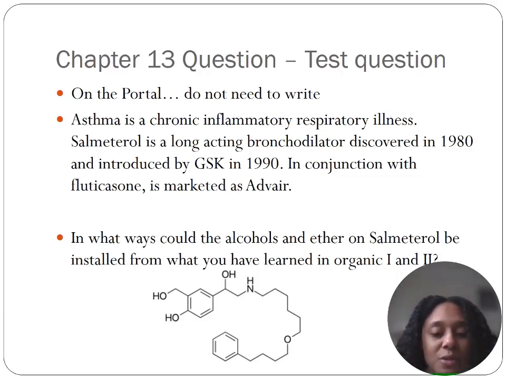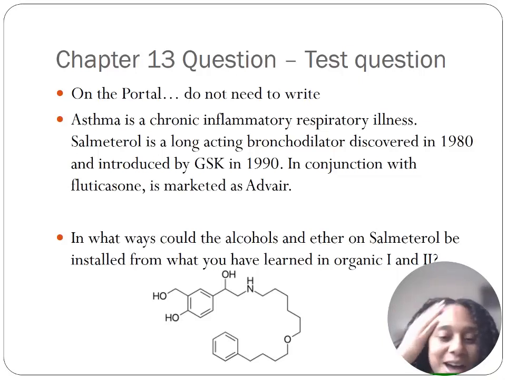And so for this question, this molecule that you see here, and this should say on Canvas, sorry, I still kind of mix up, even though it's been many years, Canvas and Portal in terms of names, because we used to only use the Portal. So sorry about that.